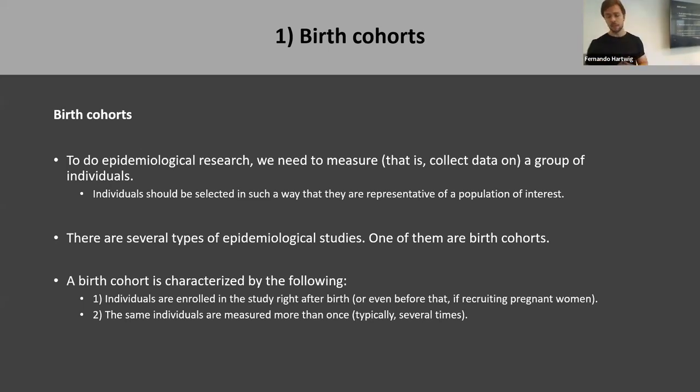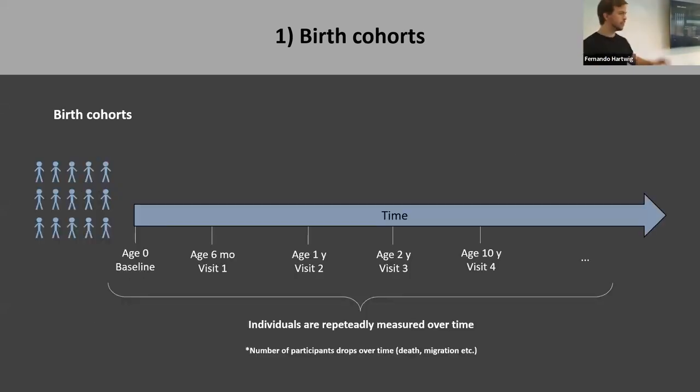We can understand a birth cohort as an epidemiological study that has two main characteristics. The first one is that the individuals are enrolled in the study right after birth, or you can actually do it before birth if you're recruiting pregnant women. And the second defining characteristic is that the same individuals are measured more than once, and indeed, typically several times over their life course. So here's just a schematic representation of what a birth cohort is.